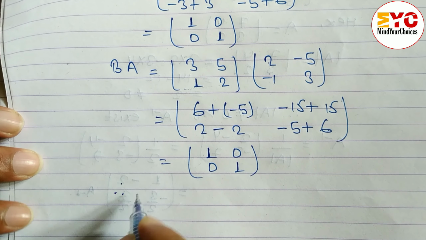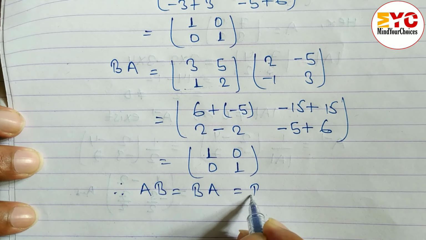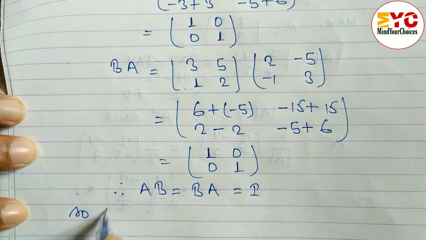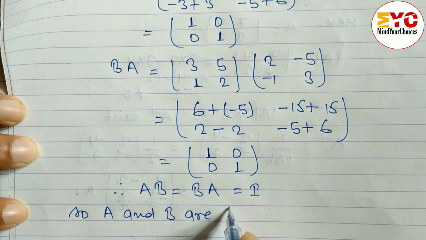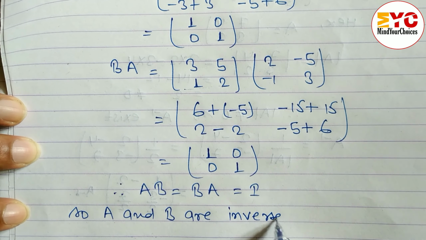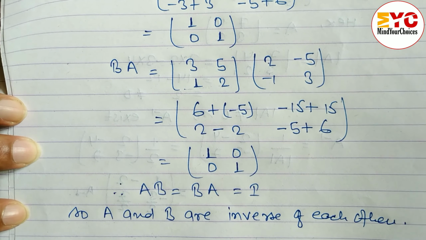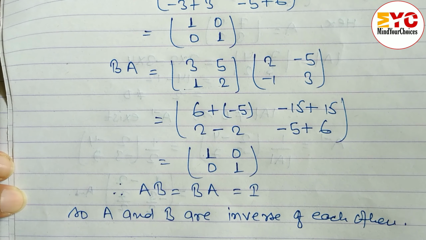So what we can write here, therefore AB is equal to BA is equal to I, and at last we have to write down, so A and B are inverses of each other. Hope you understand this question number 2. Now look at the next question, number 3.